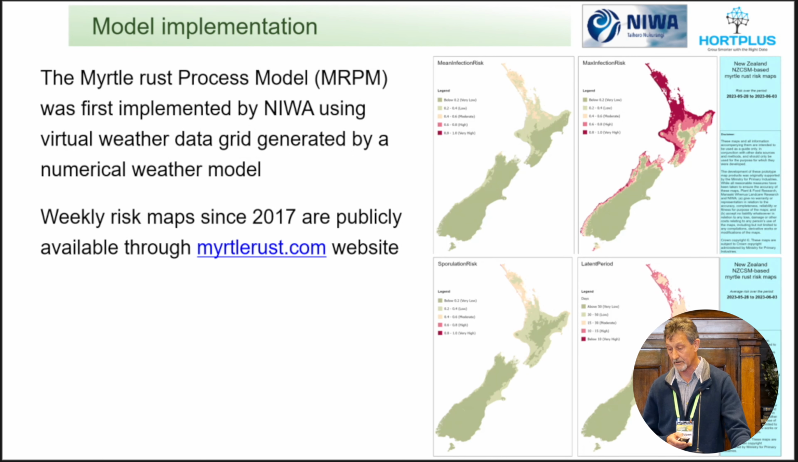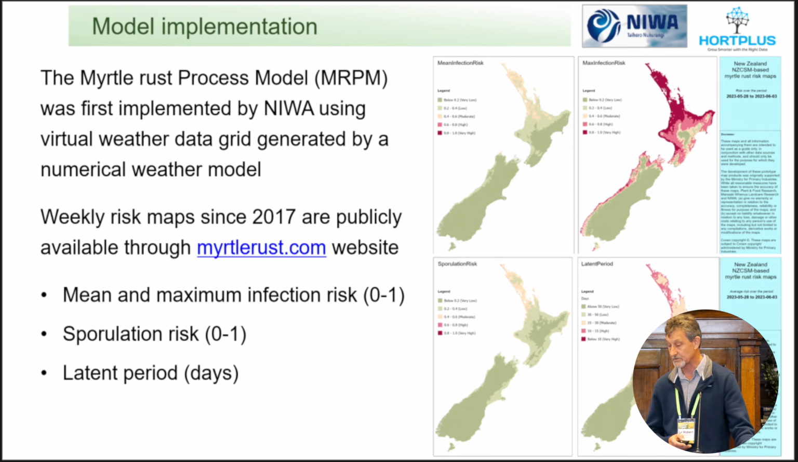So in terms of implementing the model, it was first implemented by NIWA using a virtual weather data grid generated by a numerical weather model, and that grid has a 1.5 kilometre spacing, so it's a pretty fine scale grid. It uses hourly weather data, so it's fine time scale as well. And then the way they implemented that was to generate weekly risk maps. Since 2017, these have been publicly available. They can be obtained through the myrtlerust.com website, which is maintained by Hort Plus.